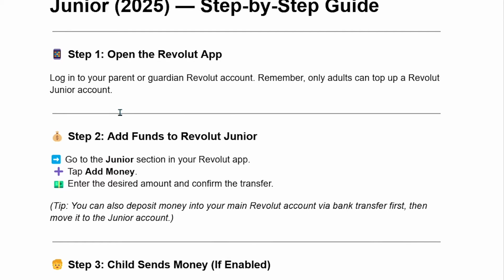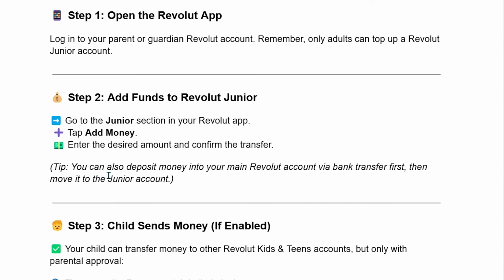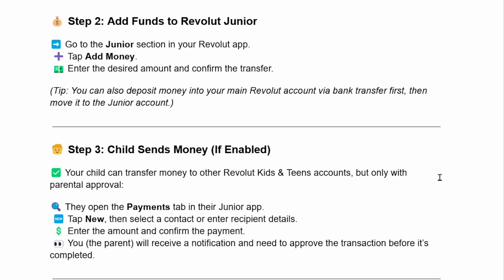For the second step, add funds to Revolut Junior. Go to the Junior section in your Revolut app. Tap Add Money. Enter the desired amount and confirm the transfer. A little tip, you can also deposit money into your main Revolut account via bank transfer first, then move it to the Junior account.